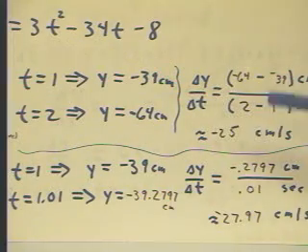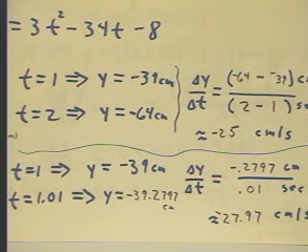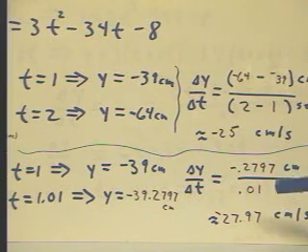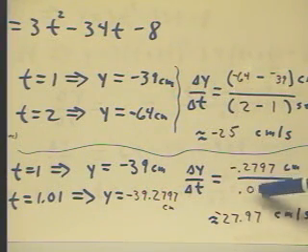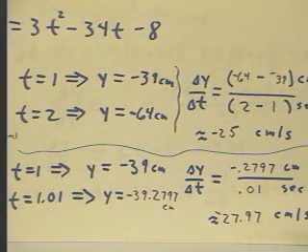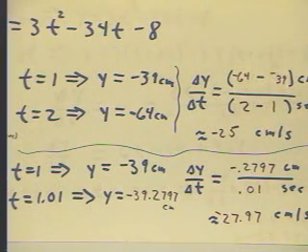So we have a progression. With a delta t of 1, we have negative 25 centimeters per second. With a delta t of 0.1, it was negative 27.7. And with a 0.01 second interval, negative 27.97. What do we think is going to be the limiting value of this? Well, it should be fairly obvious that this is going to approach negative 28 centimeters per second.